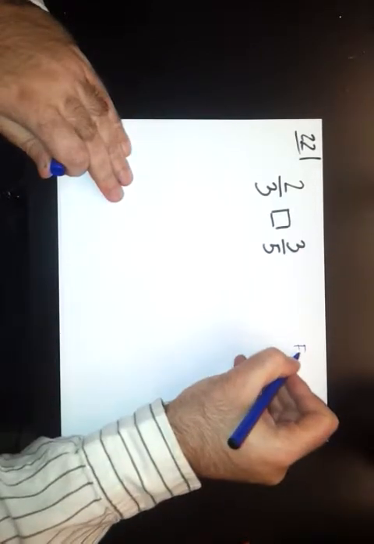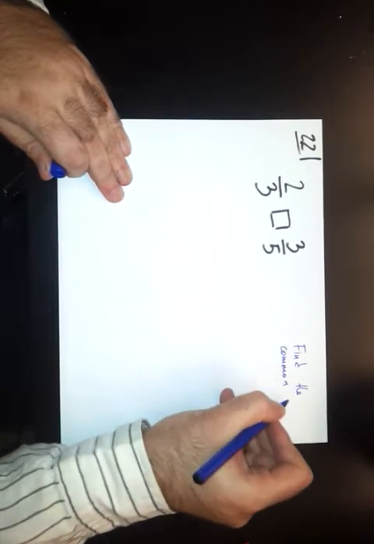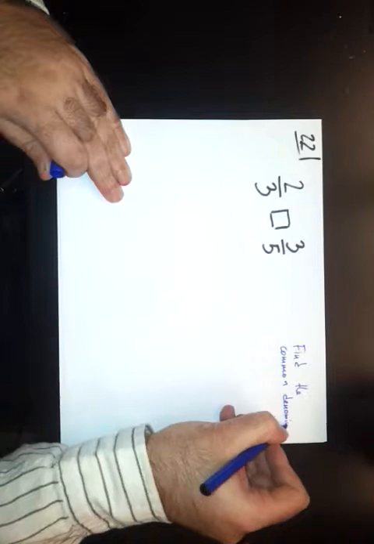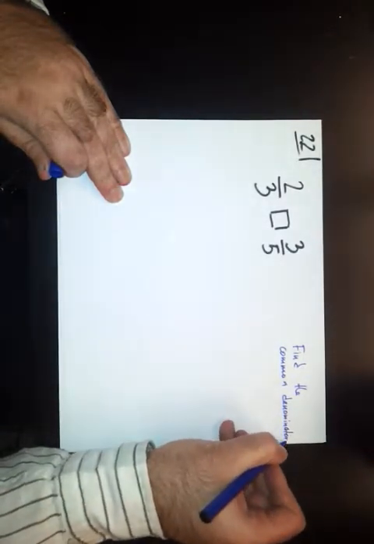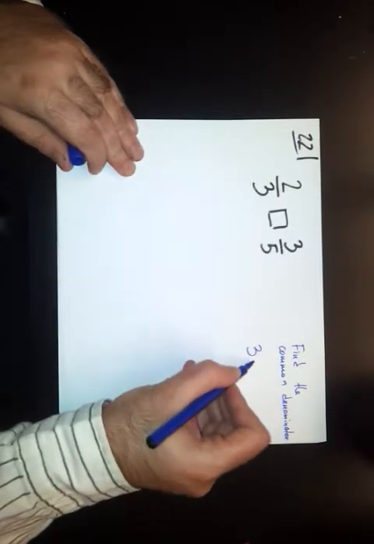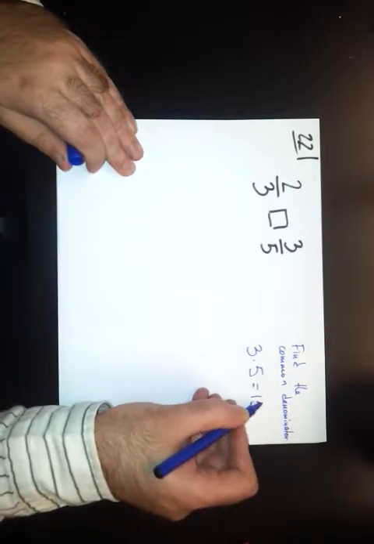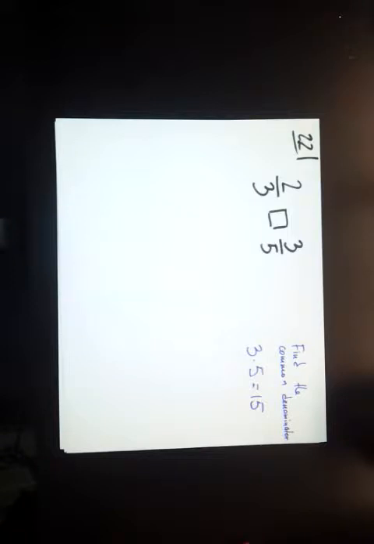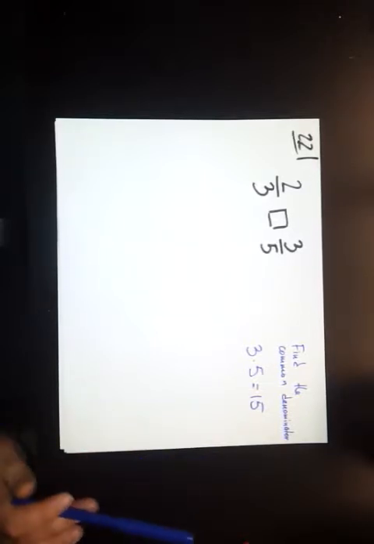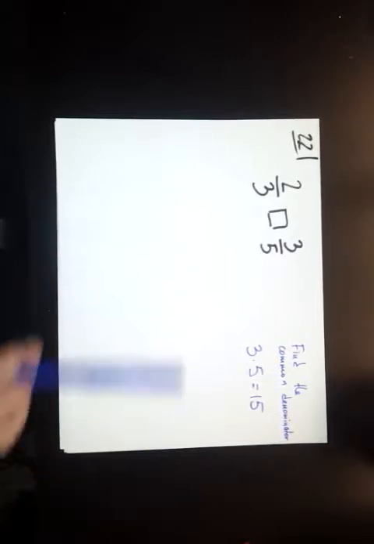So we're going to find the common denominator. And to do that, we're going to go ahead and multiply 3 times 5, the denominators present, and that of course is 15. So our common denominator for these two, we don't know if this is the smallest that they have in common, but this is a common denominator. This will work for both of them. Well, I do know if this is the smallest or not, but that's not important right now.